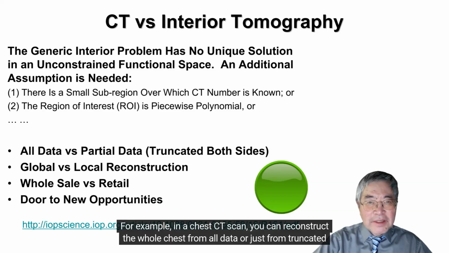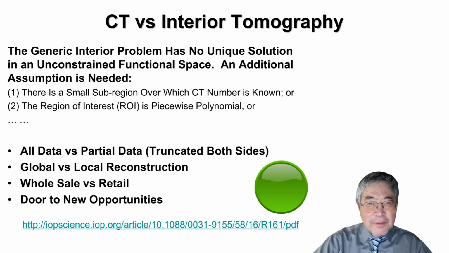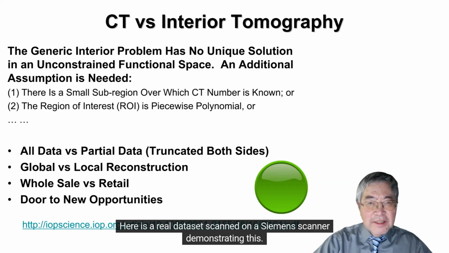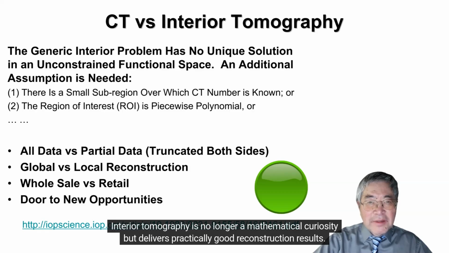For example, in a chest CT scan, you can reconstruct the whole chest from all data or just from truncated data restricted to an ROI. Here is a real dataset scanned on a Siemens scanner demonstrating this. Interior tomography is no longer a mathematical curiosity, but delivers practically good reconstruction results.